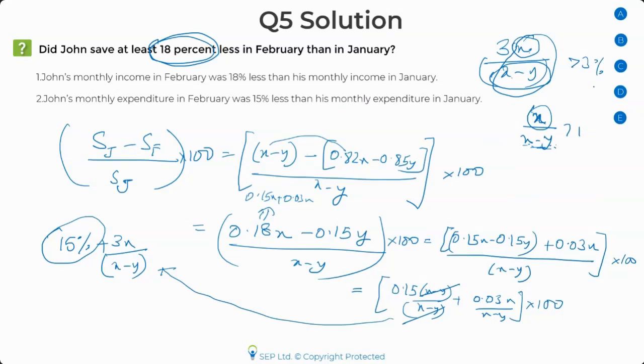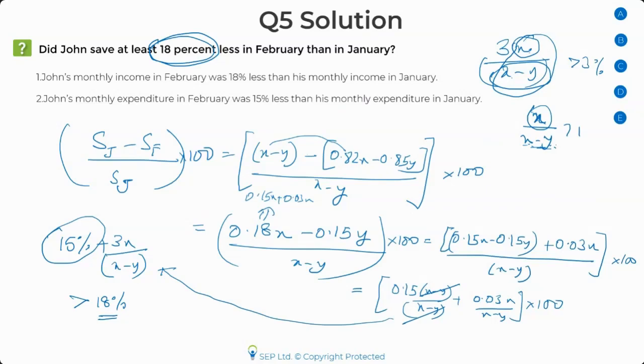So net net, this is greater than 18%. The question is at least 18% less, that means 18 or more. I can say, yes, it is 18% or more. So this statement is definitely sufficient. So the correct answer in this case would be option C.